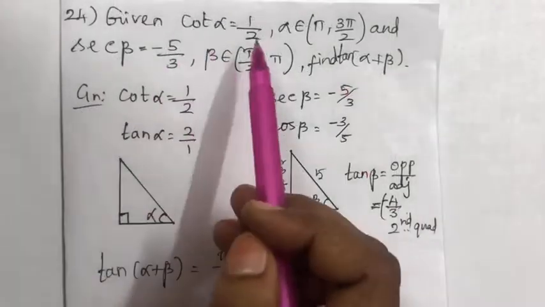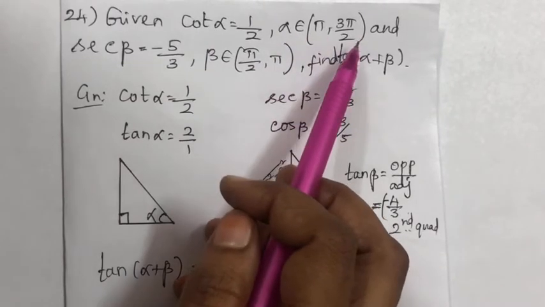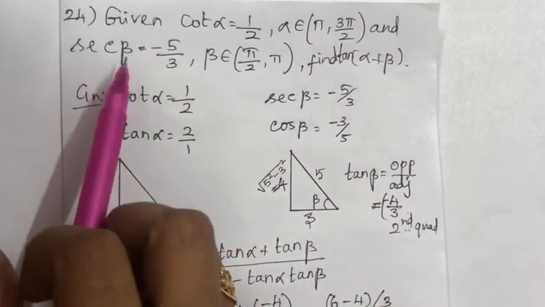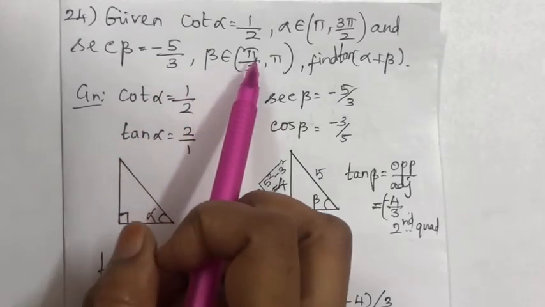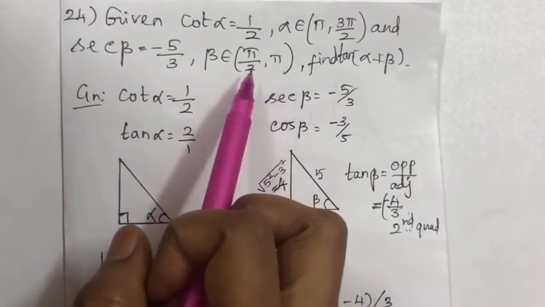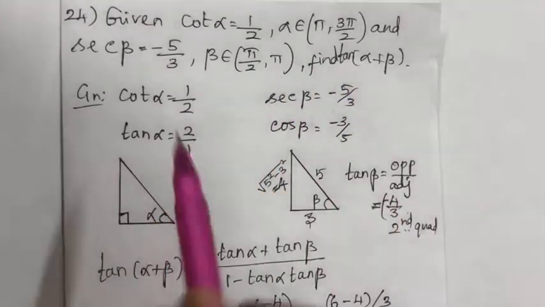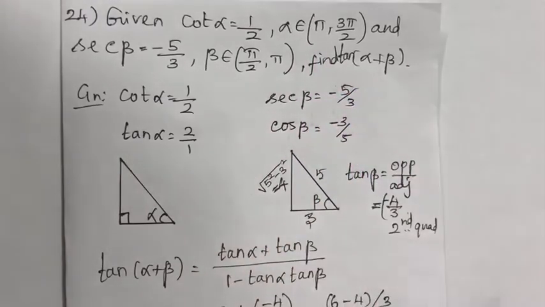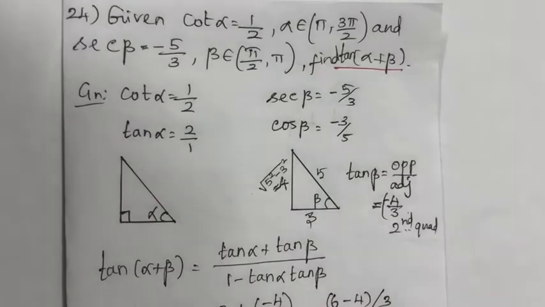Given cot alpha equal to 1 by 2, alpha belongs to (pi, 3pi/2). Pi comma 3 pi by 2 means which quadrant? Third quadrant. And secant beta equal to minus 5 by 3, and beta belongs to (pi/2, pi). That is our second quadrant. Find tan(alpha plus beta). Cot alpha equal to 1 by 2, secant beta equal to minus 5 by 3. Tan(alpha plus beta) we need to find.